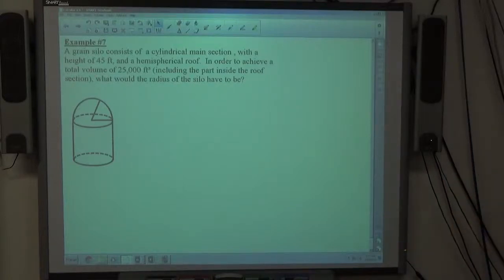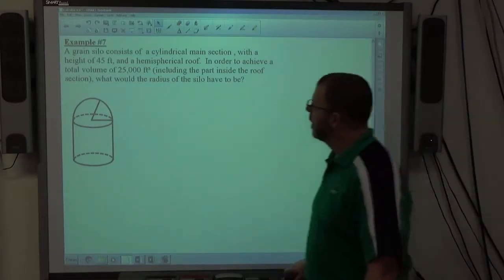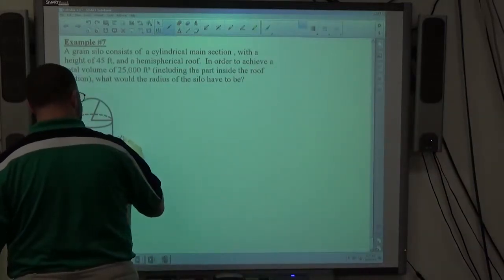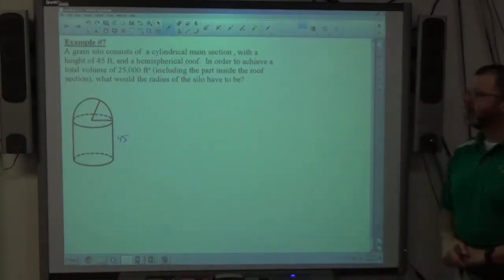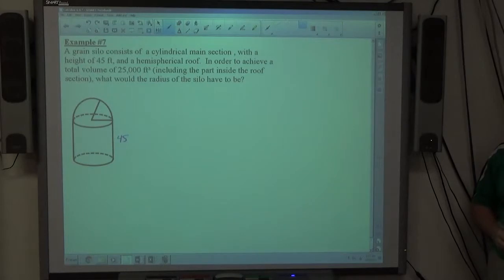Okay, example 7 has a grain silo consisting of a cylindrical main section with a height of 45 feet and a hemispherical roof. Hemispherical means half a sphere. In order to achieve a total volume of 25,000 cubic feet, including the part inside the roof section, what would the radius of the silo have to be?